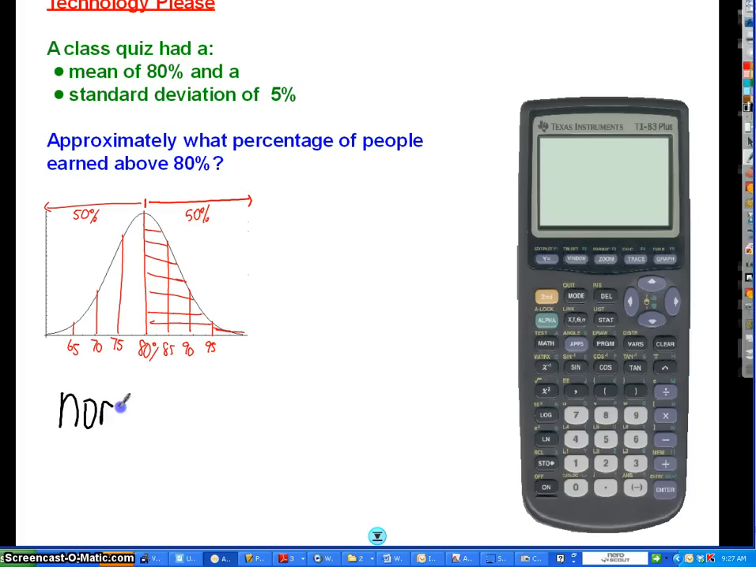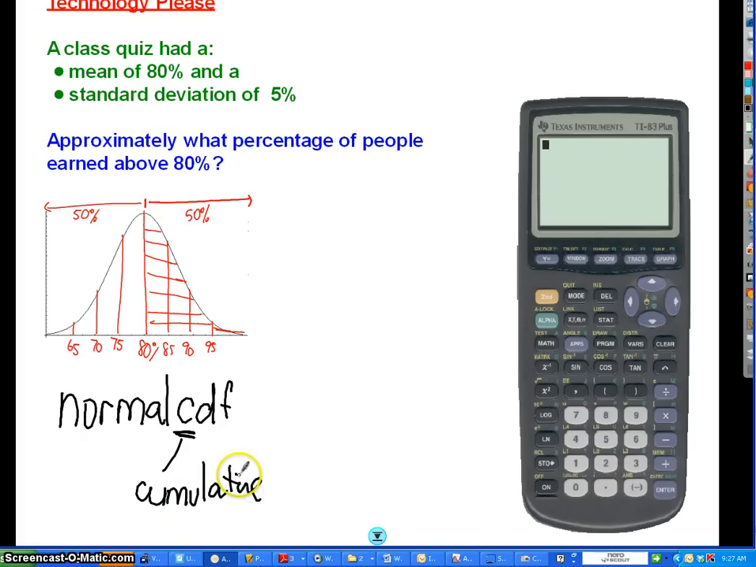Let me write that down. The normal CDF. Once again, that C, remember, we associate with cumulative. And the reason we only use CDF here is because we're looking at probabilities that are greater than or less than, or greater than or less than combined. So we're always looking at cumulative, like inequalities, less than, greater than, when we look at the normal distribution, not the probability of x equals 85. Okay, so it's always the normal CDF.